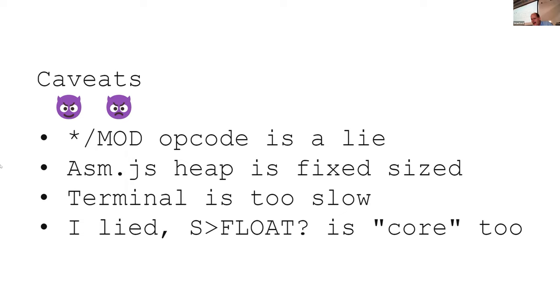And I lied, actually. Because of floating point support, there's a sixth core opcode that's required: the conversion from a string to a floating point value. It's not strictly required if you wanted to strip out the floating point support, but it is used in the current system.